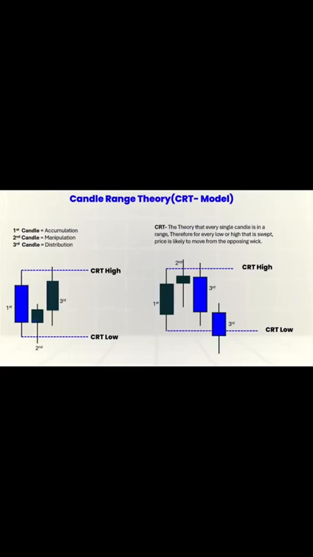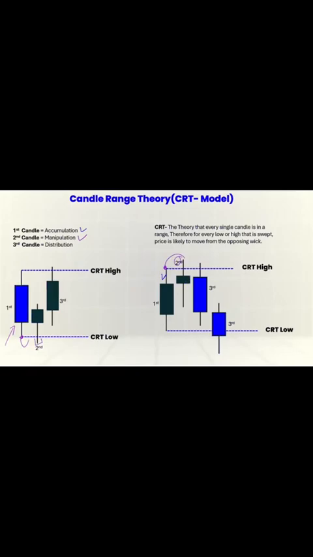The first thing you need to understand is that candle range theory only requires 3 candlesticks. We have the first candlestick, the second candlestick, and then the third candlestick. This first one here will usually represent an accumulation phase. This one here, the second candlestick, must manipulate the low of the previous candlestick. On the opposite side, the second candlestick can also manipulate the high of the previous candlestick.